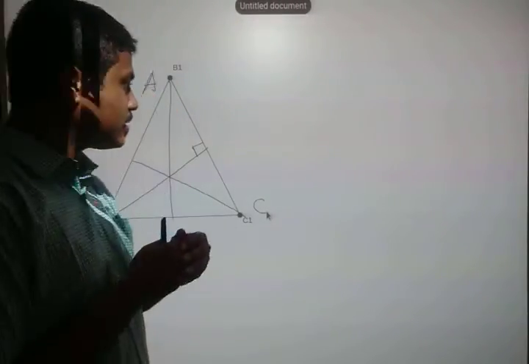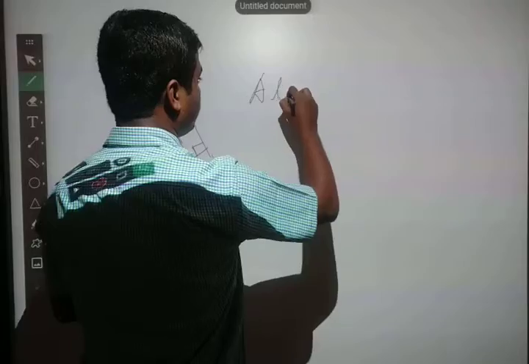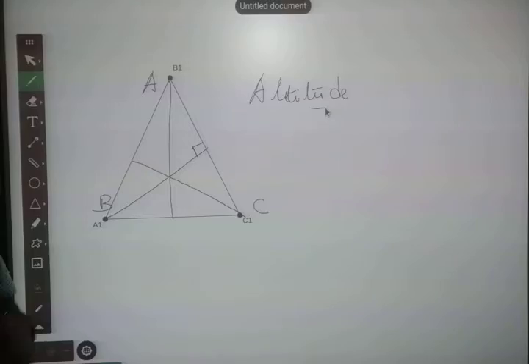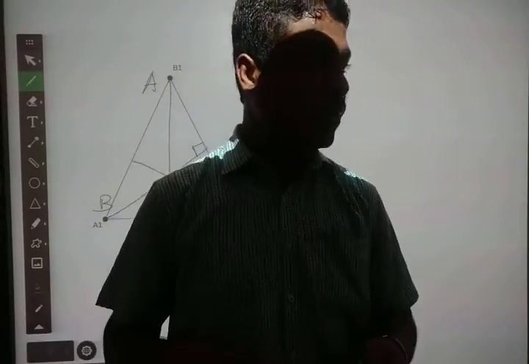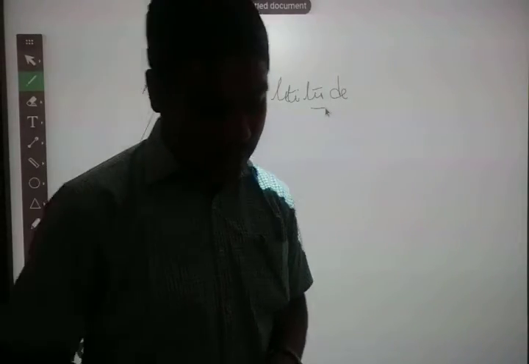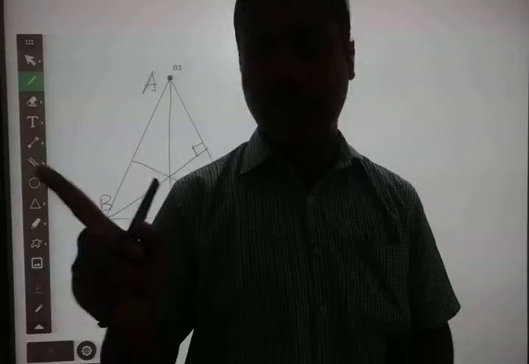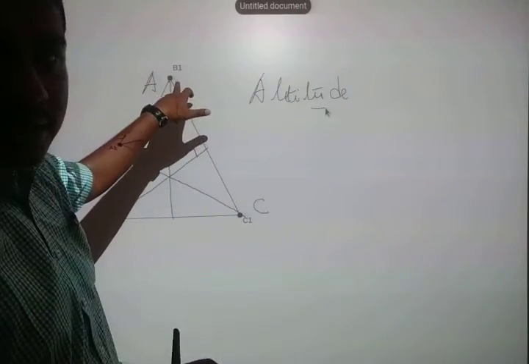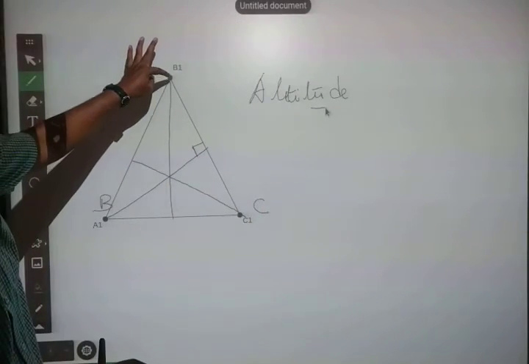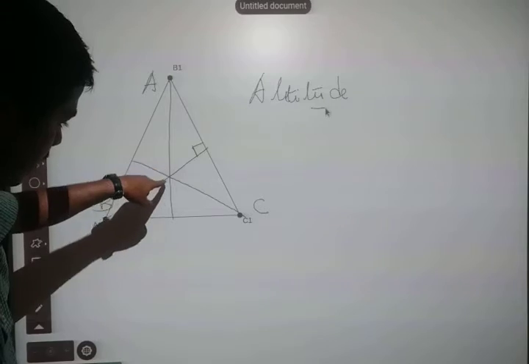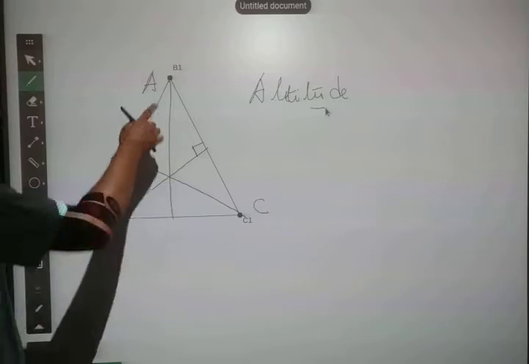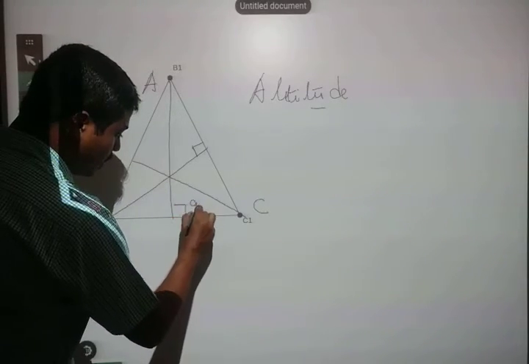Now let us discuss the altitude. The altitude and the height are exactly similar. If you want to write about the altitude, that definition is already present in your book. An altitude has one end point at the vertex of the triangle, and the other end is at the opposite side of the triangle. But remember that the line you have drawn should be perpendicular to the side.